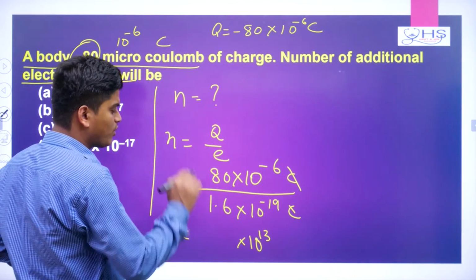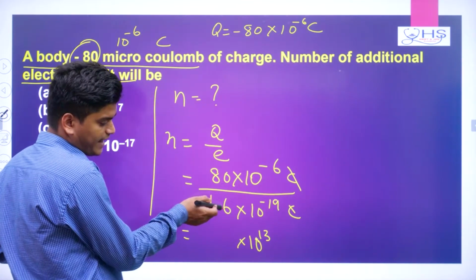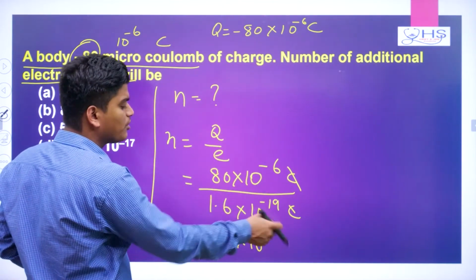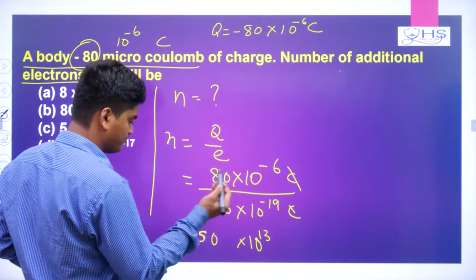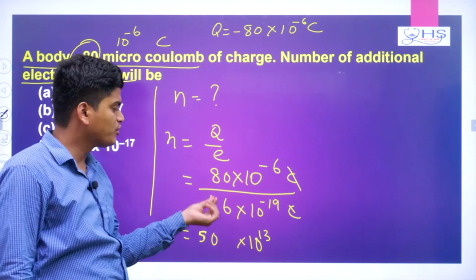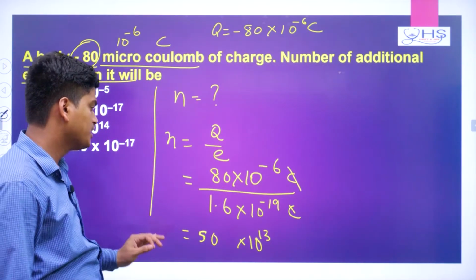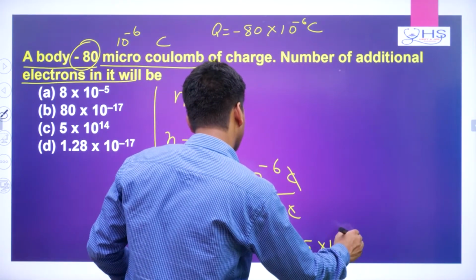Then 80 by 1.6, if you check, how much will it come? Let's say 1.6 is basically 16 by 10, so the 10 will go up and it becomes 10 to the power 14. Around 50 it will come. Or if you write here, 1.6 will cancel into 80, so around 50 it will come. So here I can write 5 into 10 to the power 14.